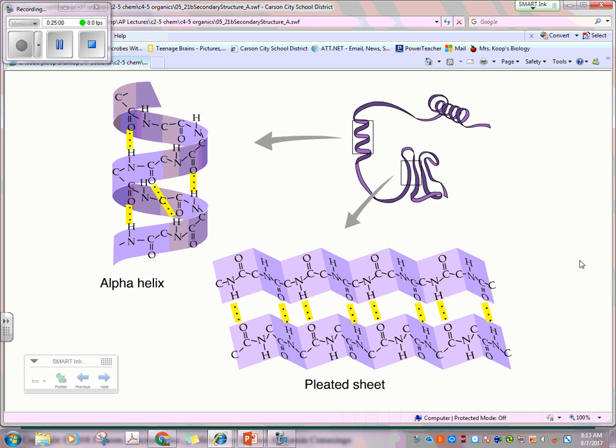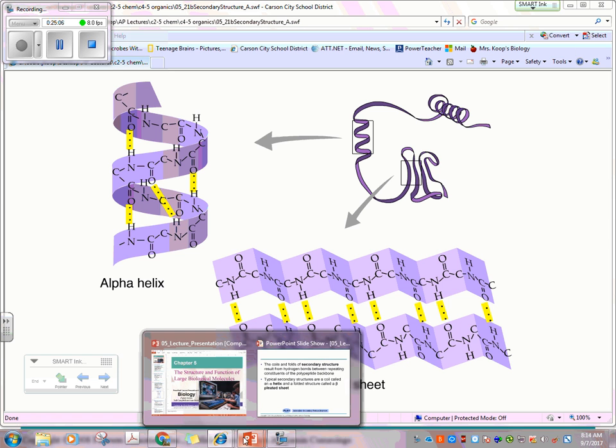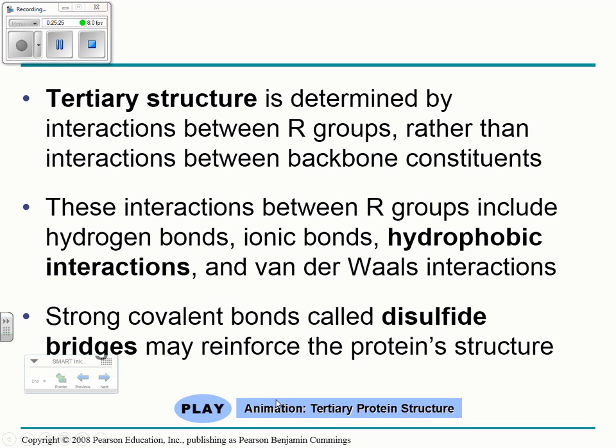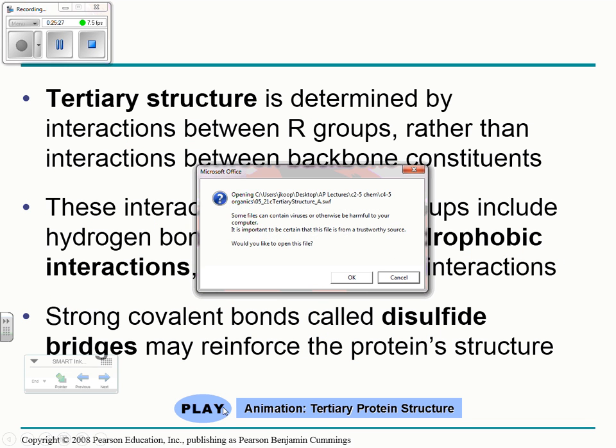Okay, so remember the helixes and the beta sheets or the pleated sheets, that's going to be secondary. So here's an example of pleated sheets with the silk of spiders. And then they also have spiral strands, which make them like springs and elastic. Okay, third one, tertiary.